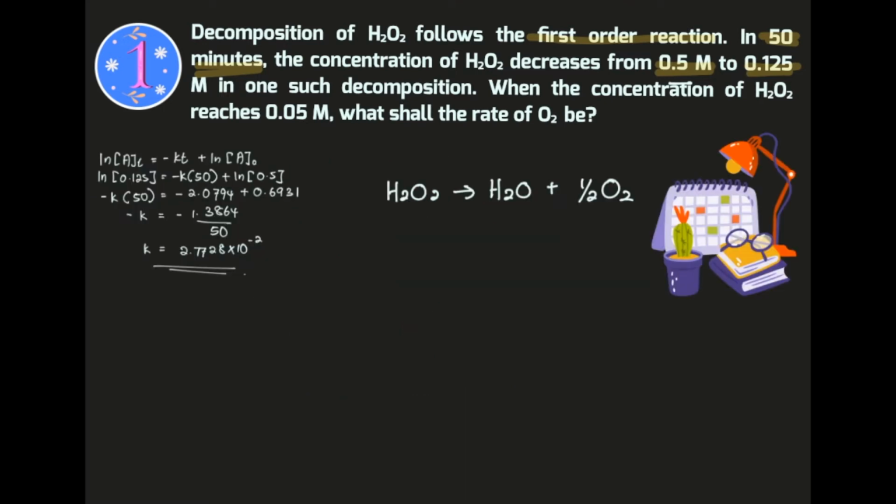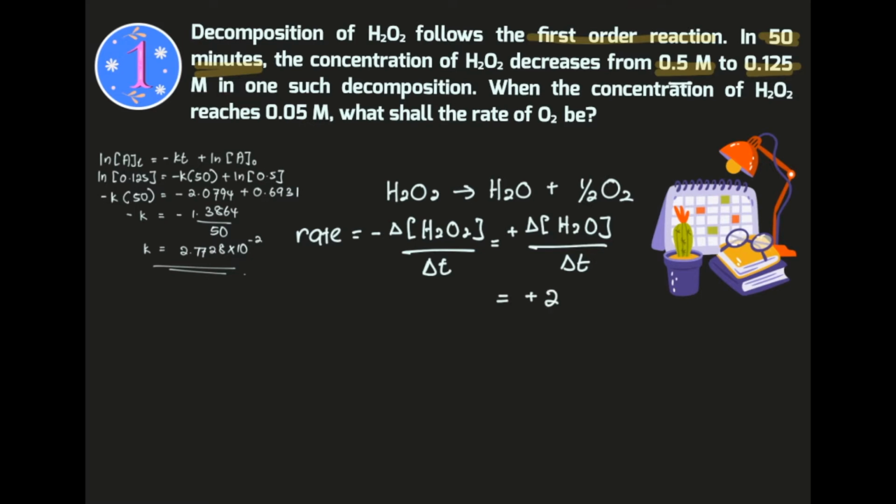The next thing that we need to do is to write the rate expression. So rate is equivalent to whatever is in the reactants must have negative. So negative delta concentration of hydrogen peroxide over delta t is equivalent to positive delta concentration of water divided by delta t, equivalent to positive 2 delta concentration of oxygen over delta t.